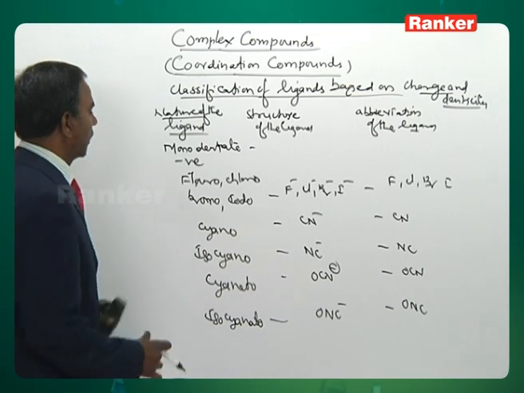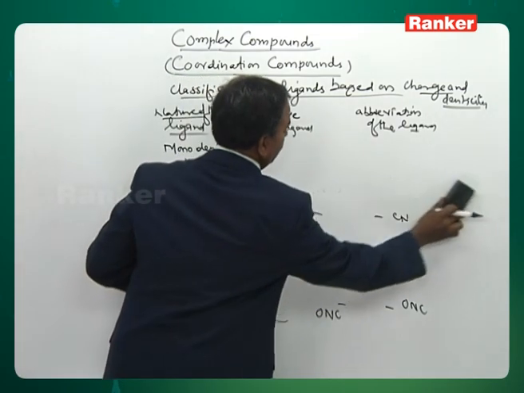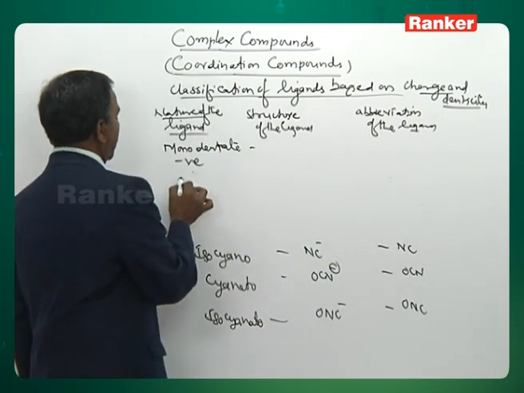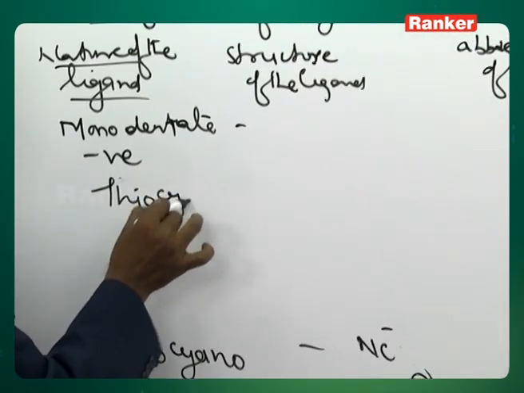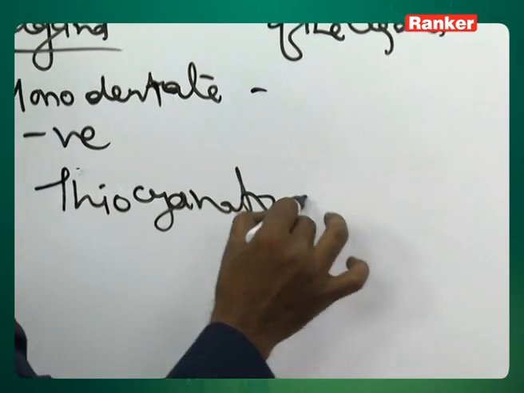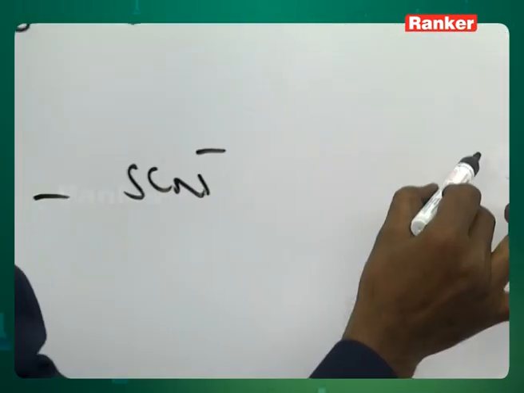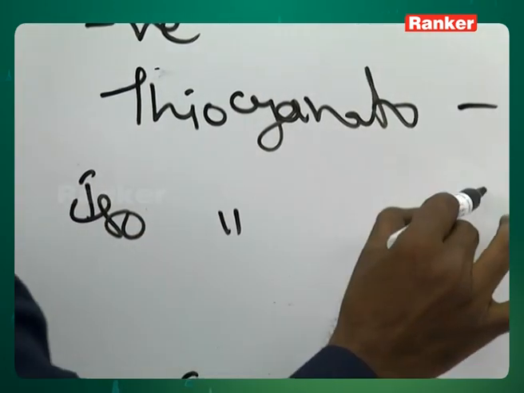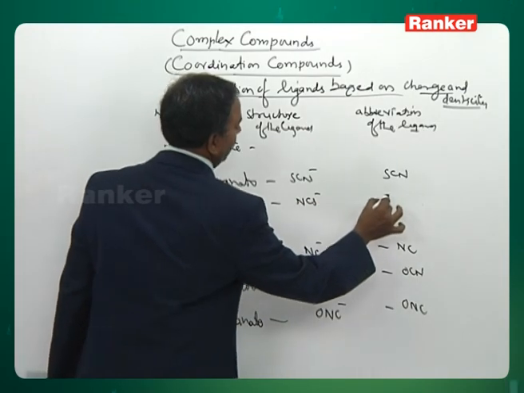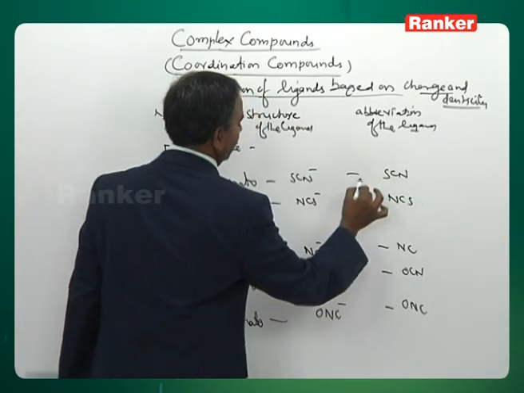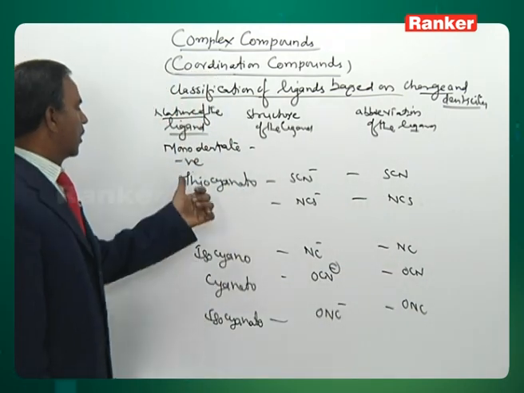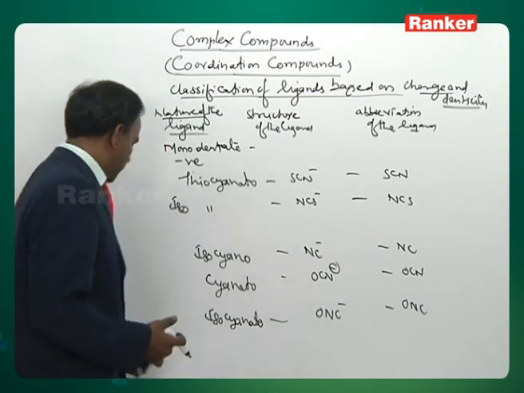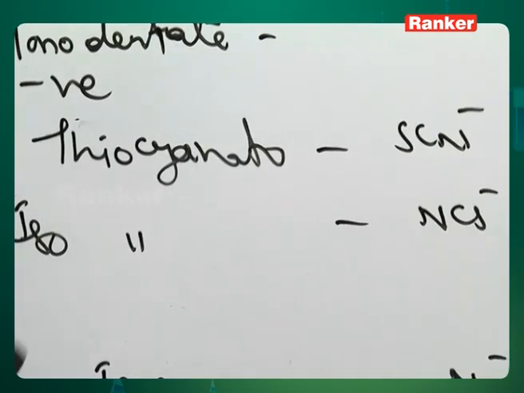Some more monodentate negative ligands: thiocyanato is SCN minus, and isothiocyanato we write as NCS minus. These are monodentate negative ligands. In the same way, monodentate neutral ligands are there. Let me show some of the monodentate neutral ligands.